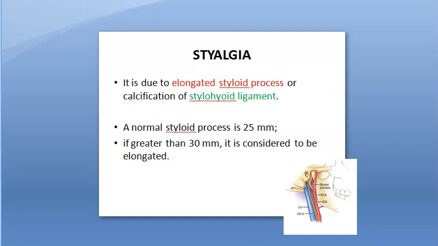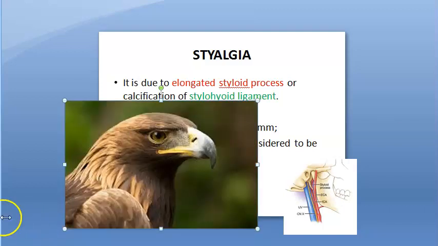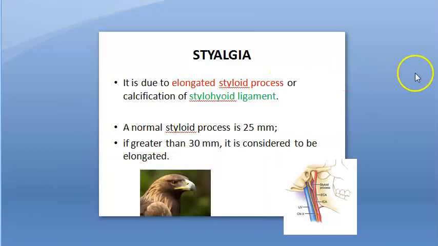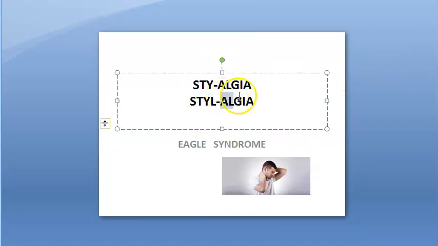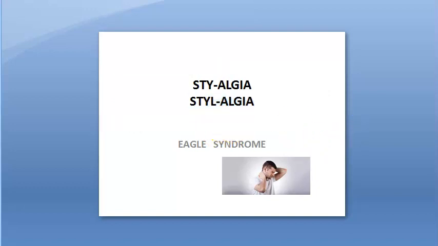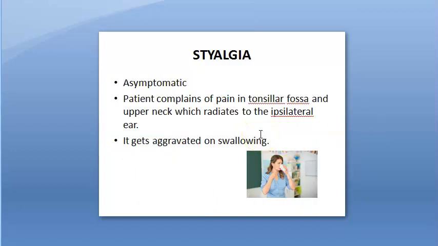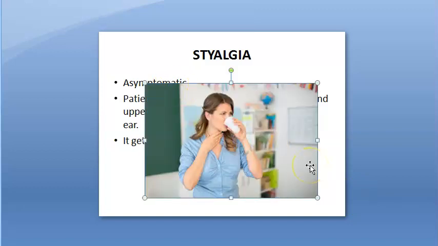So what do you think is the reason they call it Eagle syndrome? The textbooks don't say why it's called Eagle syndrome anyway, so just remember it is also called Eagle syndrome, or it can also be called stylohyoid algia or stylohyoid syndrome. So, you have understood, right? What happens? The styloid process is elongated or the stylohyoid ligament is calcified. Normal is 25 millimeter. There will be pain in the tonsillar fossa, upper neck, and ear. Basically, the pain is aggravated on swallowing.